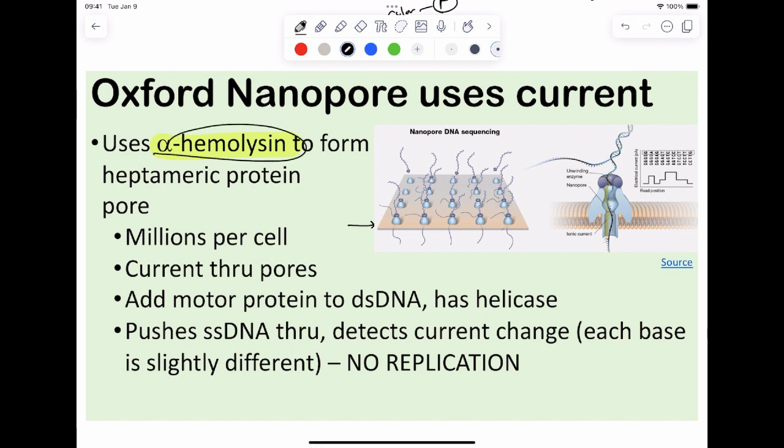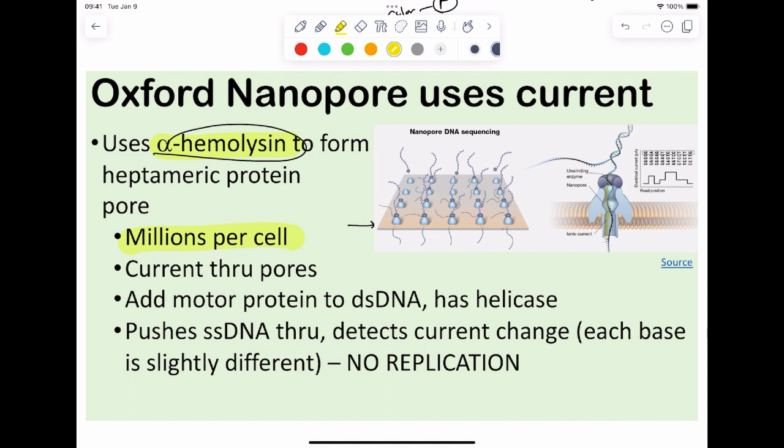Hemolysin will form these itty-bitty holes. And you're going to get millions of these per cell. So again, we're not playing games of hundreds or thousands. We're now playing games in the millions. And each of these is portable.